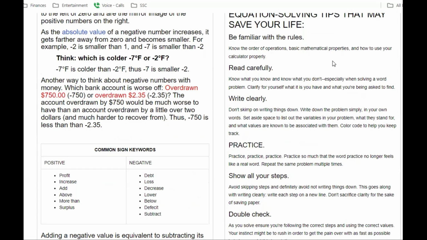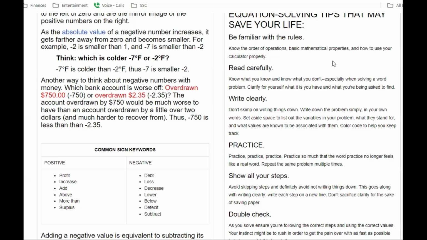Number three, write clearly. It's ideal that you write everything down when you're working on a problem. If you write too much or too messy, you can rewrite it later. But don't skimp on writing things down. Write it down simply in your own words. Set aside space to list out variables in your problem. Make sure you are clear about what definitions you have. If you need any information, look it up and write that down. Color coding can help keep you on track.